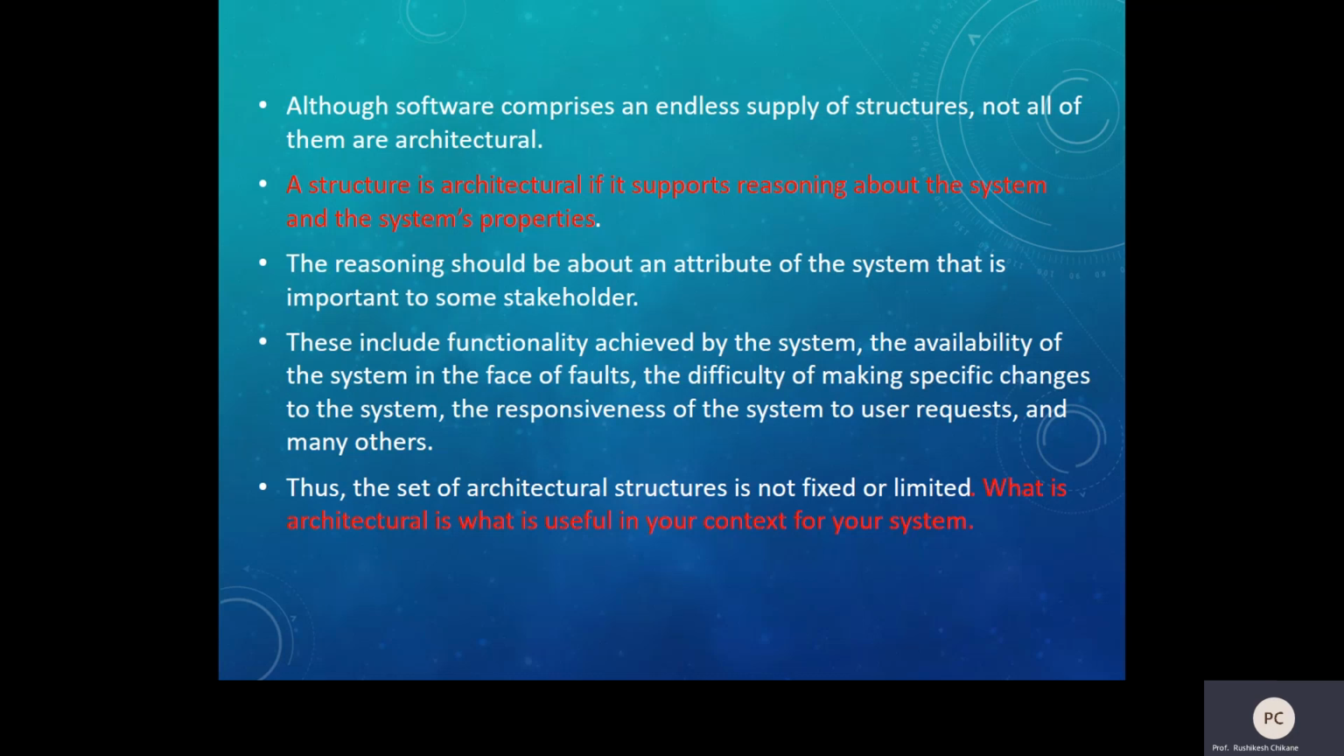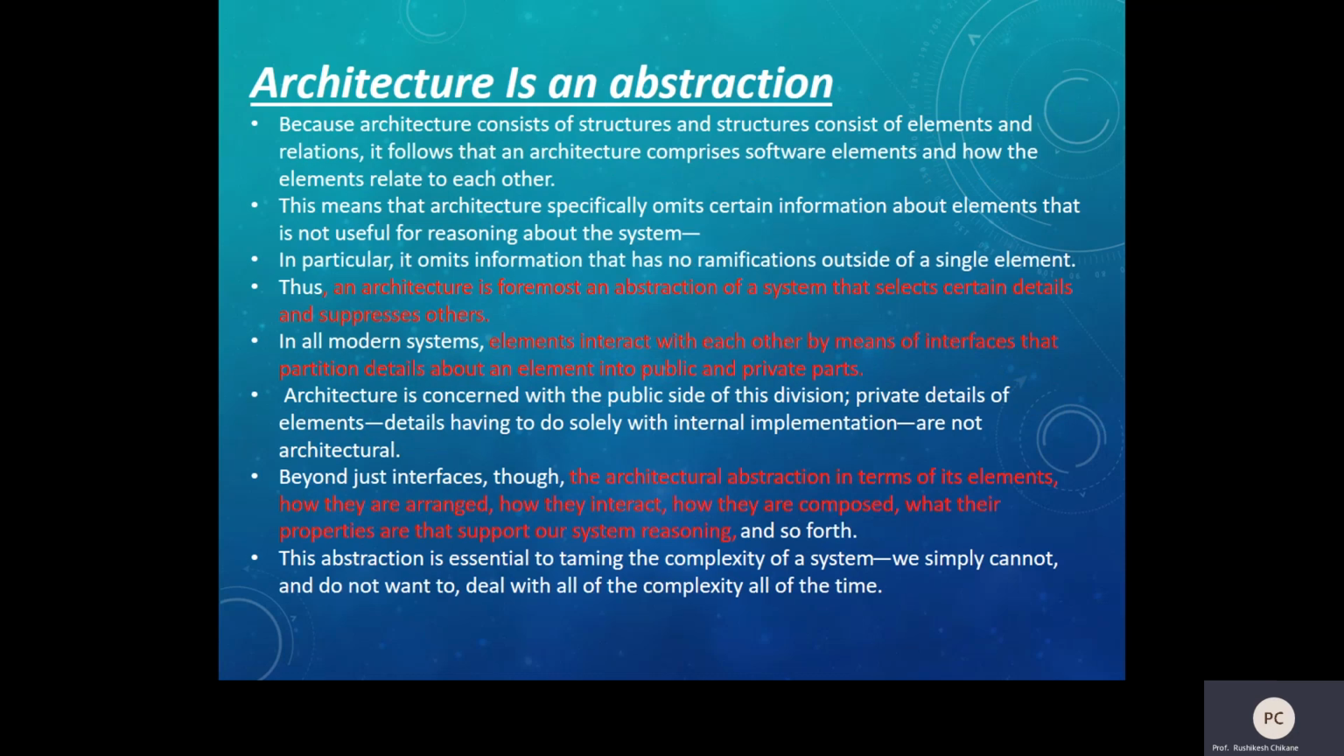So whatever is useful for our system, those things are nothing but the architecture. Whatever framework you are designing for your system, and it works properly, then that particular framework can be called an architecture. So architecture is an abstraction. The architecture consists of structure, and structure consists of elements and their relationships, so it follows that an architecture always comprises the software elements and how the elements are related to each other.